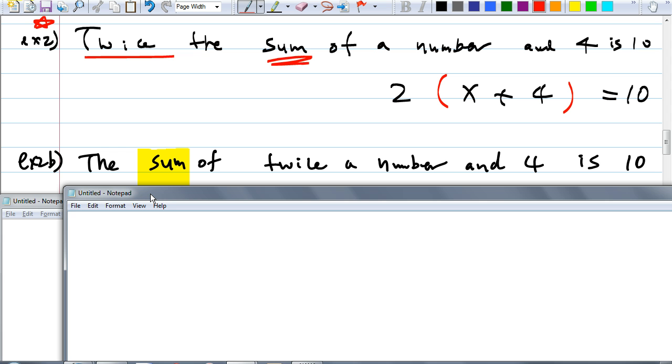Example 2b, and there's a reason why I named it example 2b, because it's very similar to example 2, isn't that right? It actually has almost the same words as above, but I kind of rearranged them. It says the sum of twice a number and 4 is 10. Okay. Do you think we're going to get the same equation as above, as example 2?